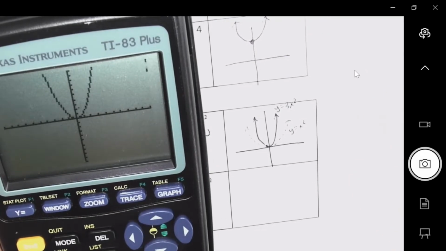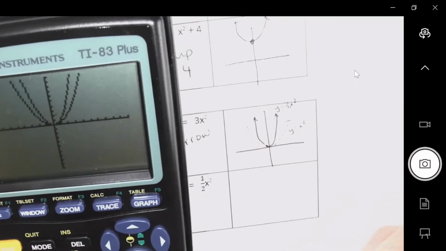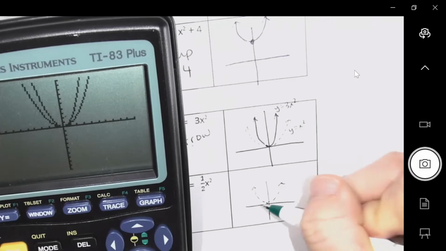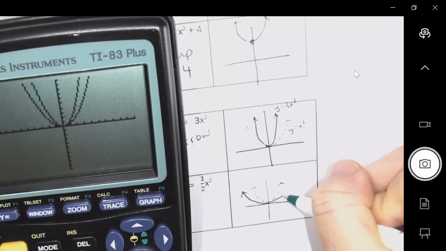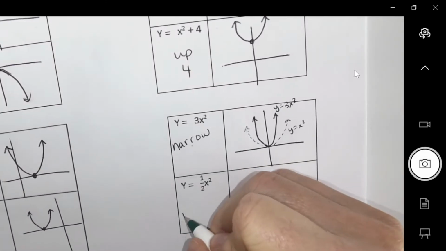There's my normal. Then there's my new one. So this time, normal was first, and then the new one. So, can we write that it got wider?